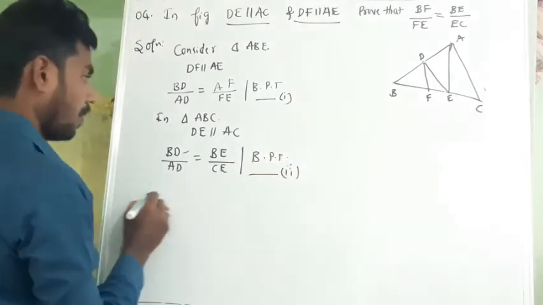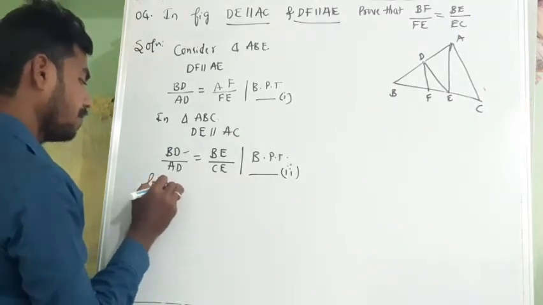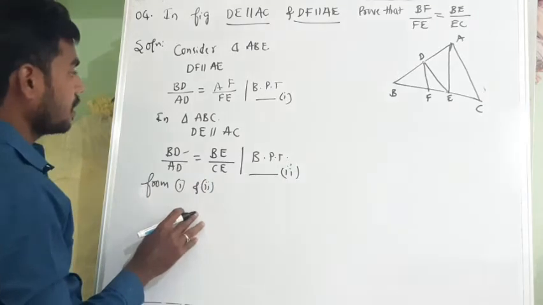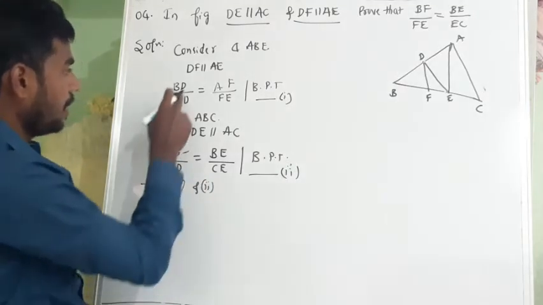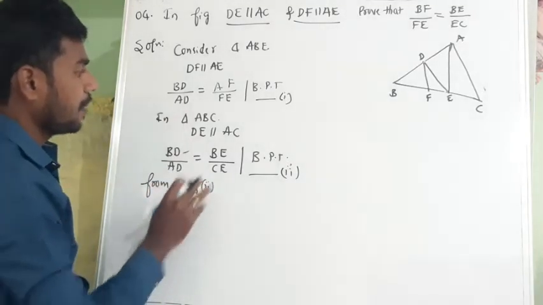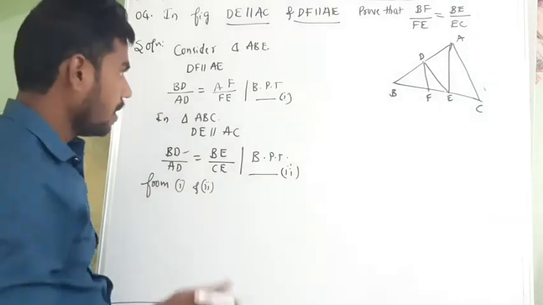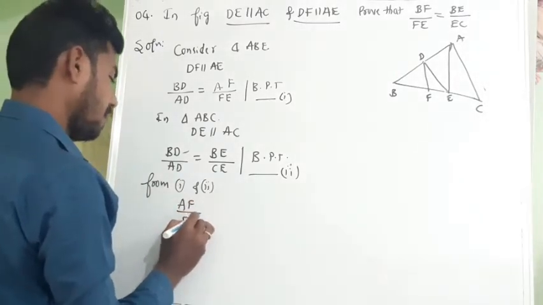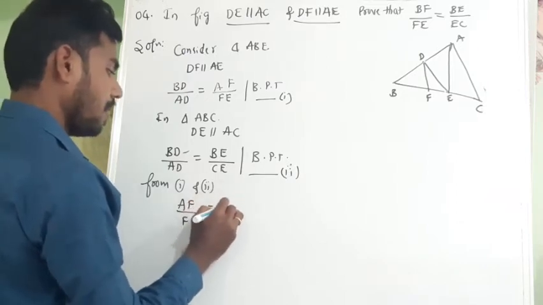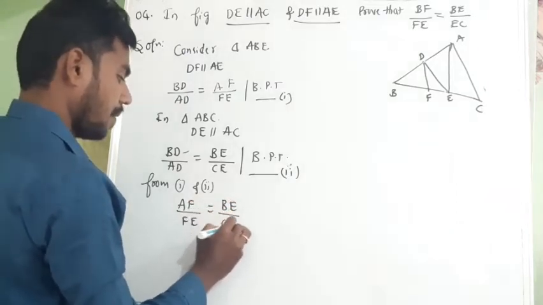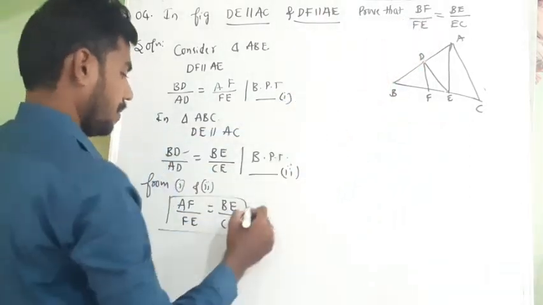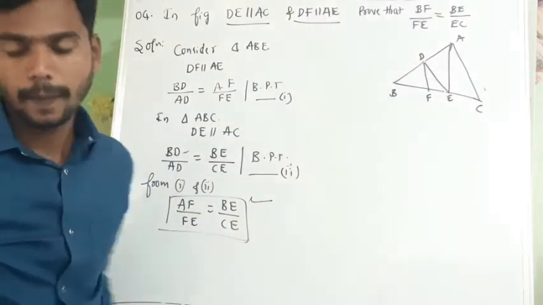Now, from 1 and 2, since the LHS is equal, BD by AD, the RHS will obviously be equal. So BF by FE is equal to BE by CE. So we proved it. Please note this down.